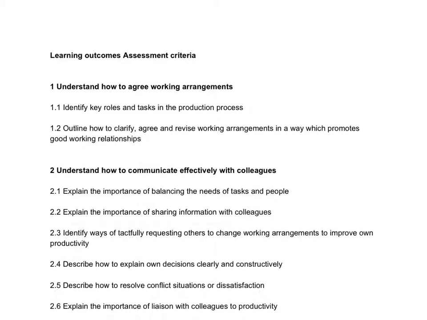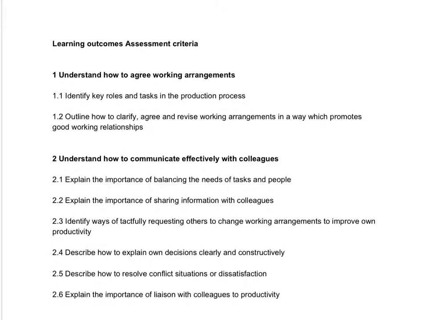1.2 asks you to outline how to clarify, agree and revise working arrangements in a way that promotes good working relationships. So this here asks you to give me a list almost to outline how to clarify. How would you clarify who's doing what? Would it be in a meeting? Would it be in an open and frank discussion with the team? Would it be according to your specific skill set? How would it be organised? How would you clarify who's doing what?